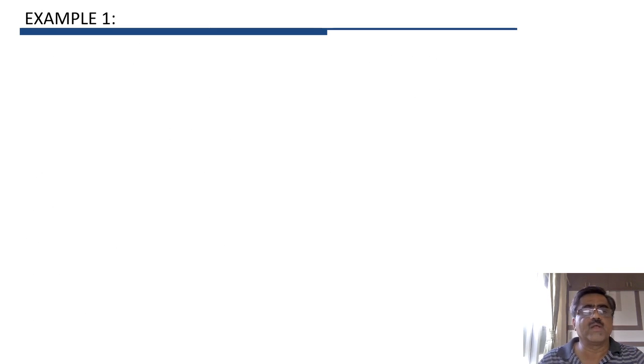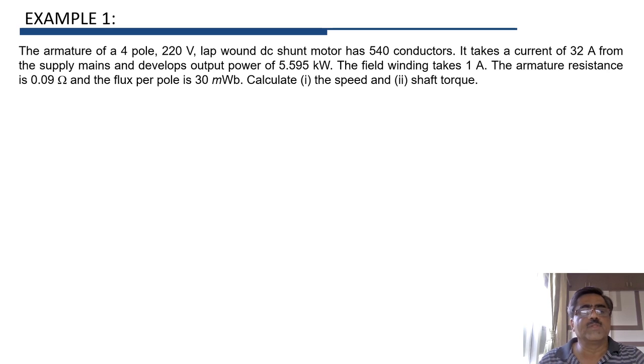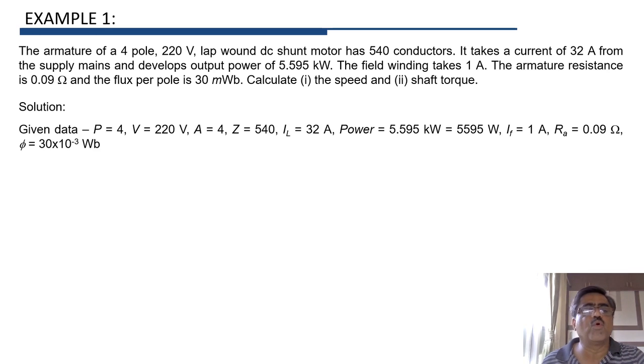Let us now solve example 1. The armature of a 4-pole means number of poles P is equal to 4. 220 volt means terminal voltage or supply voltage V is equal to 220 volt. Lap wound means number of parallel paths A is equal to number of poles P, and therefore A is equal to 4. Has 540 conductors means Z is equal to 540.